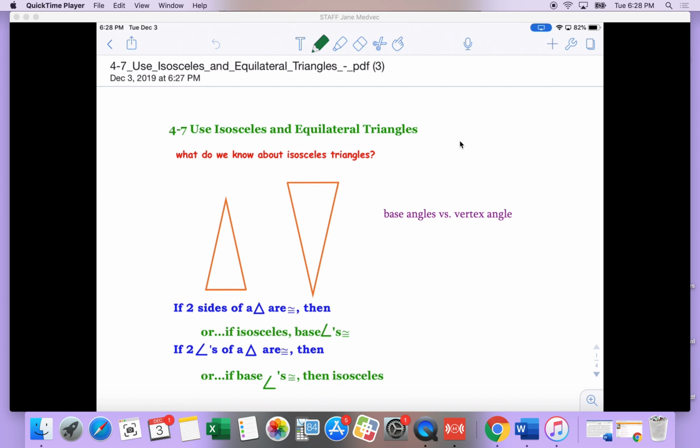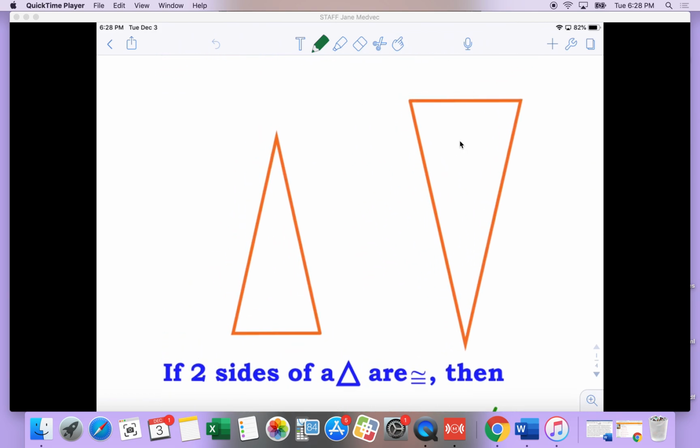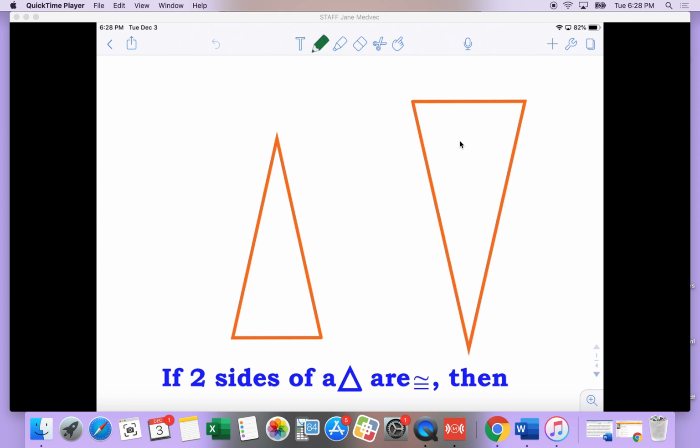All right, today, last section of chapter 4. And we're going to be using isosceles and equilateral triangles. So let's take a close look at isosceles triangles. What we really know about them is that two of their sides are congruent.